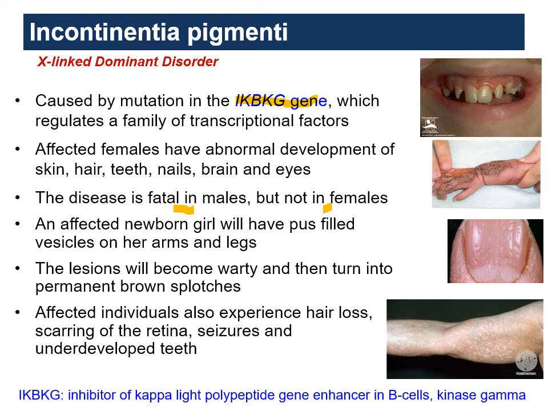This is because male only has one X chromosome. An affected newborn girl will have pus filled vesicles on her arms and legs. The lesions will become warty and then turn into permanent brown splotches. Affected individuals also experience hair loss, scarring of the retina, seizures, and underdeveloped teeth.